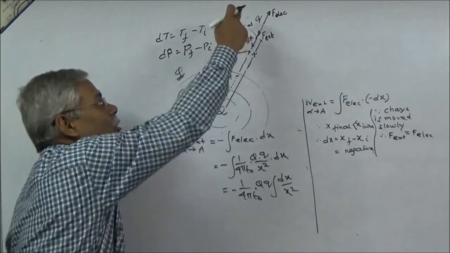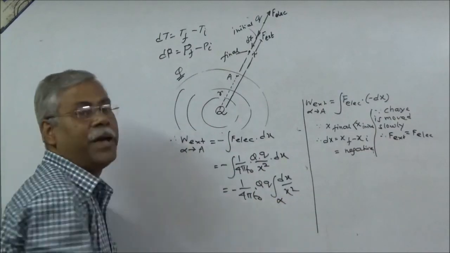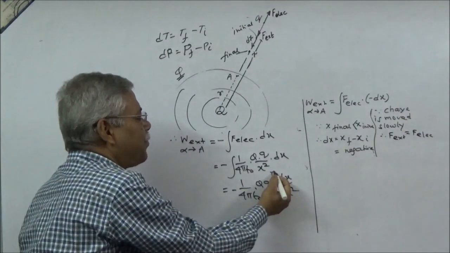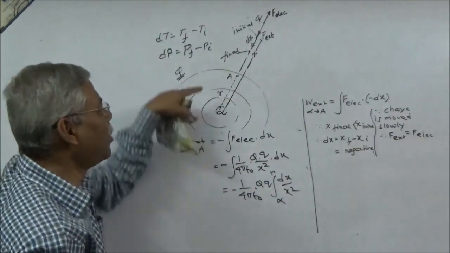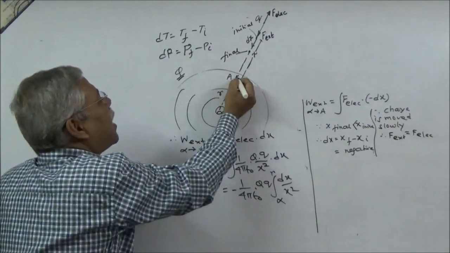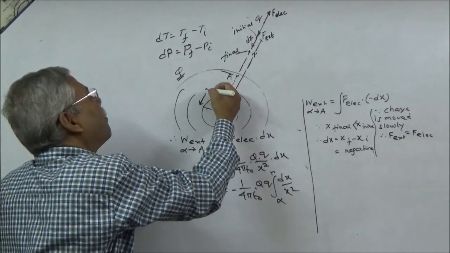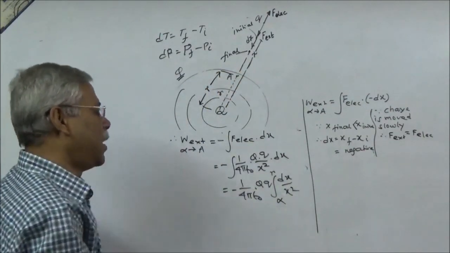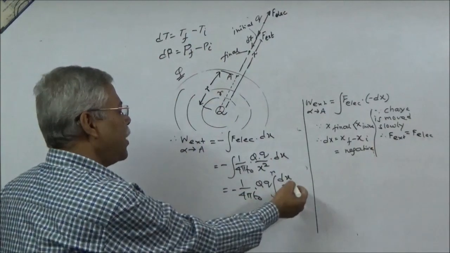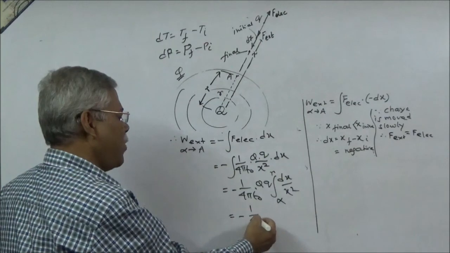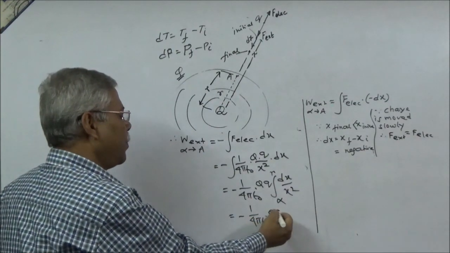Now put the limit of x. What is the initial value of x? Initial value of x is infinity. What is the final value of x? R. Final value of x is r. This distance is r. Equal to, now this is minus 1 by x, equal to minus 1 by 4 pi epsilon naught q.